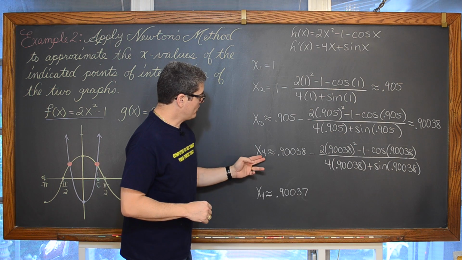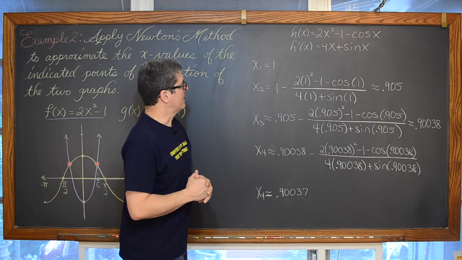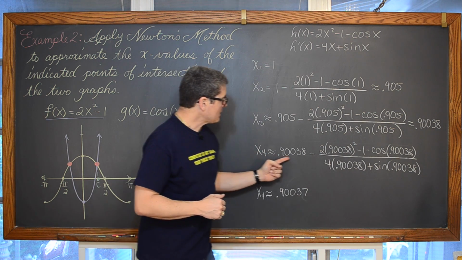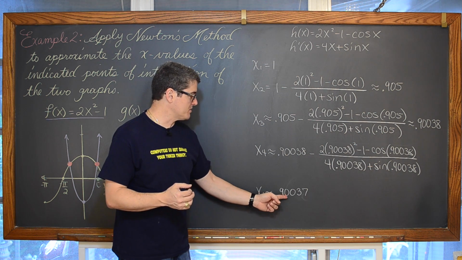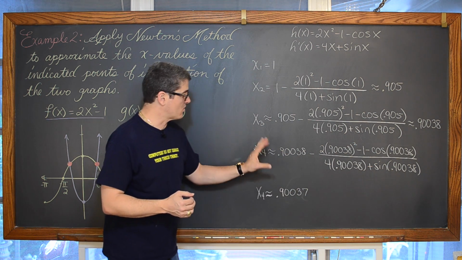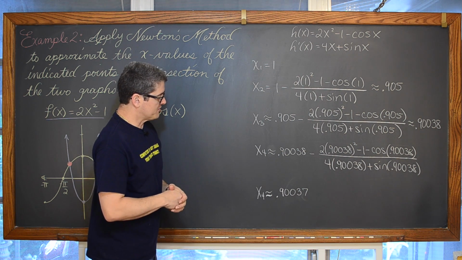0.90038, and then going one more iteration and trying to find x sub 4 based on that initial guess of x sub 1 equal to 1, we work through, and our estimated zero only changed by 0.00001, so quite accurate just by going through a few iterations of Newton's method.